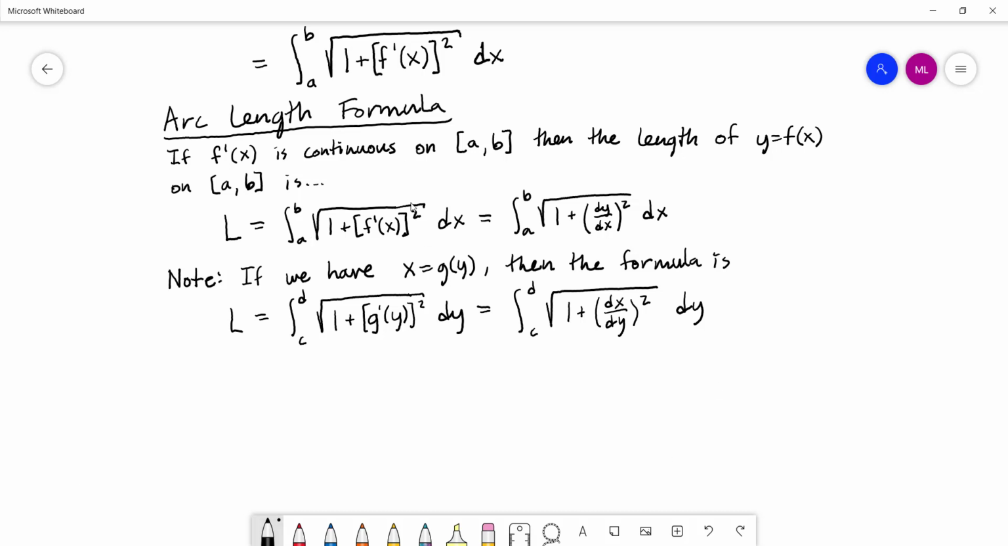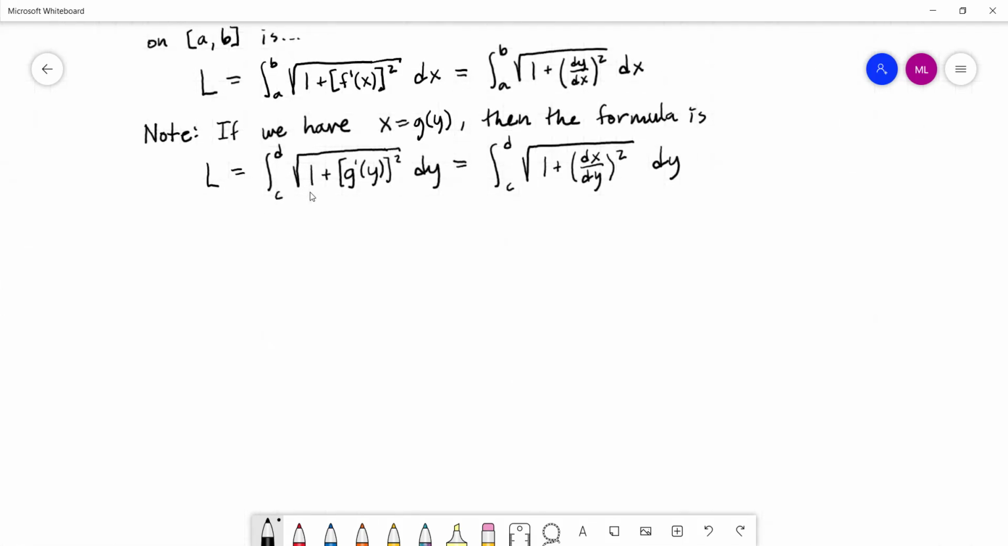But for now, let's do a couple examples of this, and then I will show you later on an arc length actual function that we can use where we don't necessarily have to specify a and b. I can say, let's go from a to any point of our choosing. We can call this upper bound s or t or something like that. But before we do that, let's get a little comfortable with this.